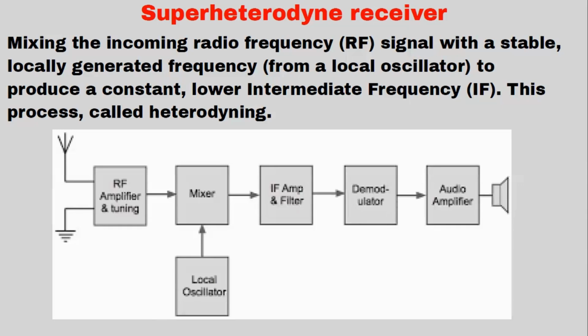This is a simple circuit of a radio receiver. We call it a simple heterodyne receiver, mixing the incoming radio frequency, that is RF, signal with a suitable locally generated frequency from the local oscillator to produce a constant lower intermediate frequency, that is called IF. This process is called heterodyning.